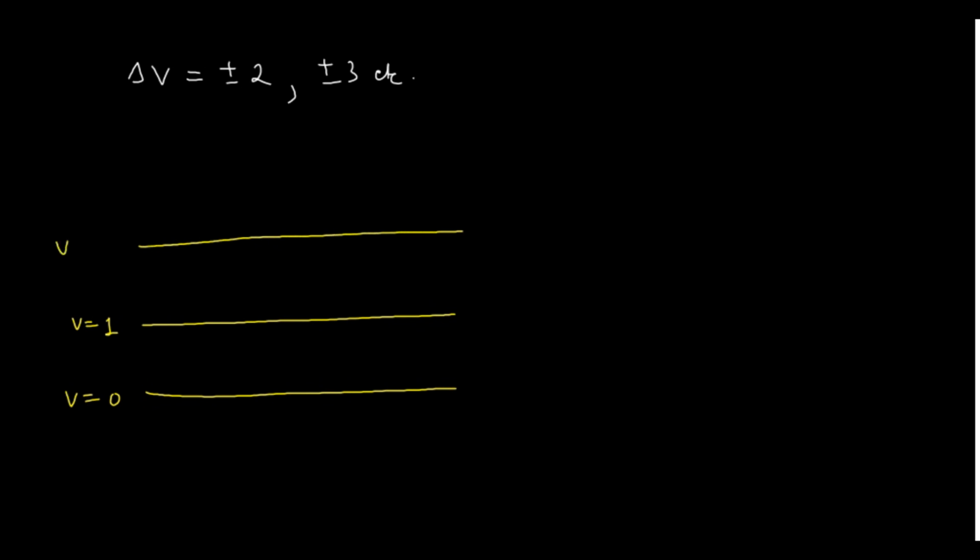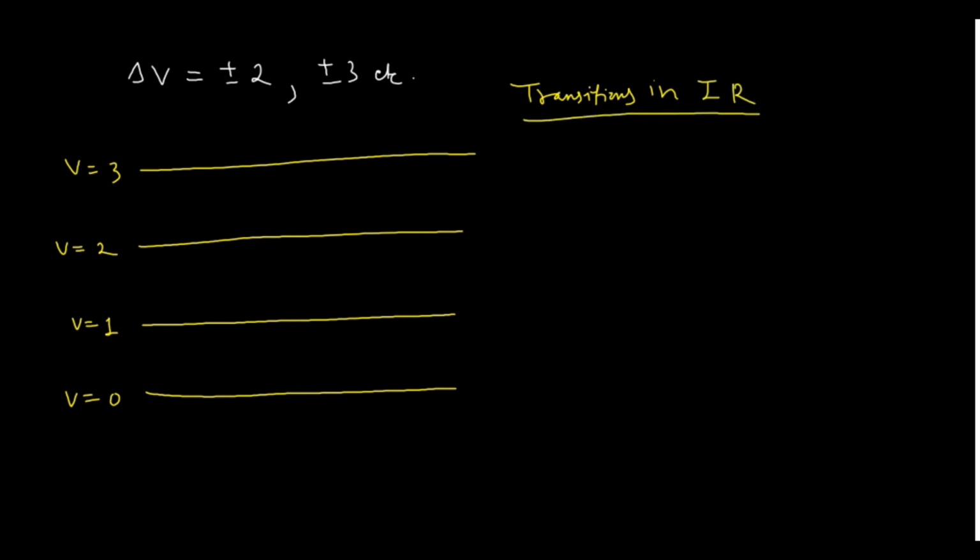And how many transitions are possible? So here I can show you. This is my lowest vibrational energy level, where I have vibrational quantum number 0, and in the second I have vibrational quantum number 1, and if you go up, you may have vibrational quantum number 2, and say this is V equals 3. This is very important, because I am going to explain the transitions in IR spectroscopy. This is very easy to understand.